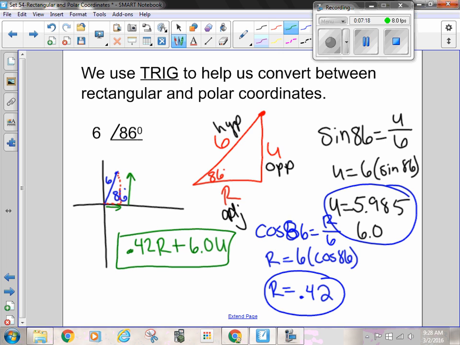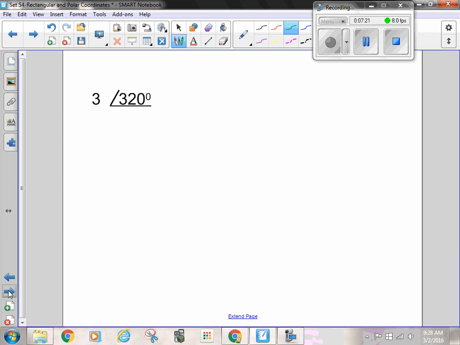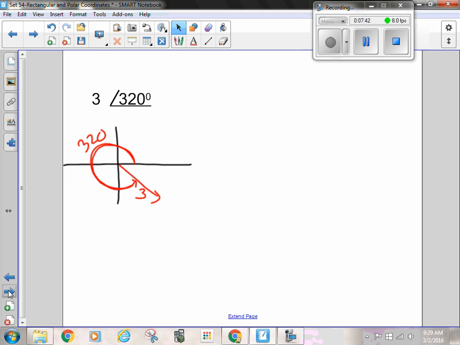Let's try it again. Rewatch this one if you need to. Let's look at this one. If I have my drawing here, now I'm starting here and I'm going around to 320. So this huge angle here is my 320. And then my length is 3. Now I have 2 triangles I could draw here. And I could draw the one up and here. And I prefer that one. But some people will prefer to use this one.